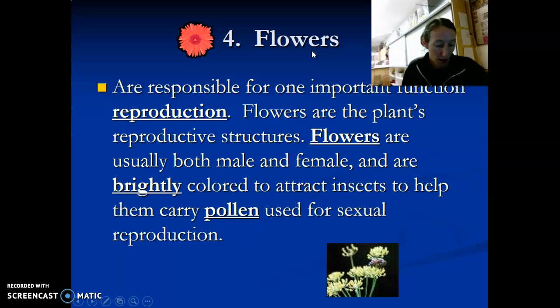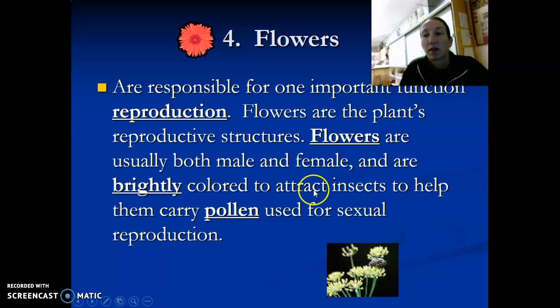Okay? So flowers, their main job is they're responsible for reproduction. They're the ones that produce the seeds to allow the plant to grow a new plant. So flowers are the plant's reproductive structures. Flowers are usually both male and female. Usually, not all plants have the male and female parts all in the same spot. They are brightly colored to help attract insects, to help carry pollen for sexual reproduction.